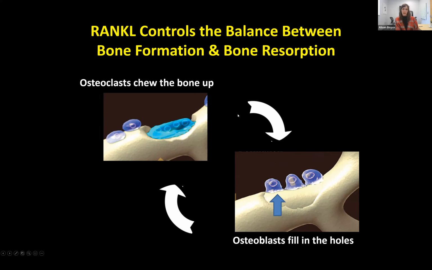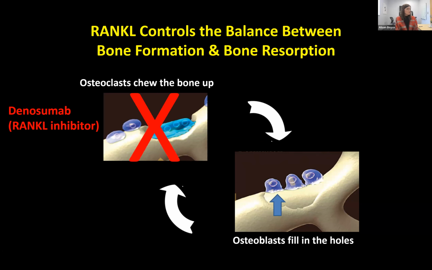One of the problems we have in FD, though, is this whole cycle is just turned up to 11. This process is happening too fast, too often, and that's part of why the bone that FD makes is so disorganized. So Denosumab, a RANKL inhibitor, has as one of its goals to decrease the activity of these osteoclasts that are chewing the bone up, hoping that if we do that, we can bring this whole cycle down, slow down the bone turnover, and help the body build better bone.